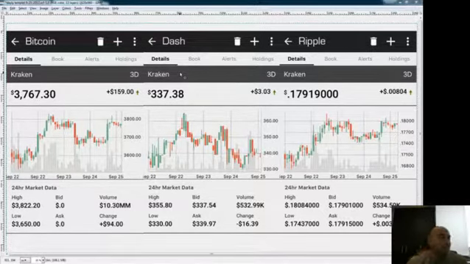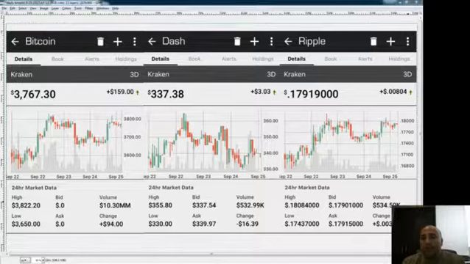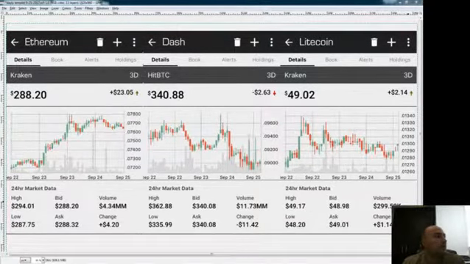So let's go back here. Now let's see what it looks like for the coins in relation to the Bitcoin price, right?